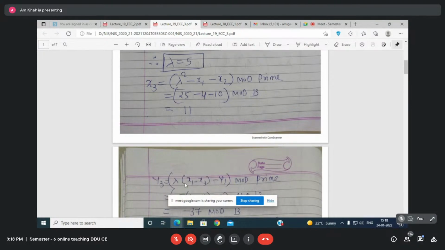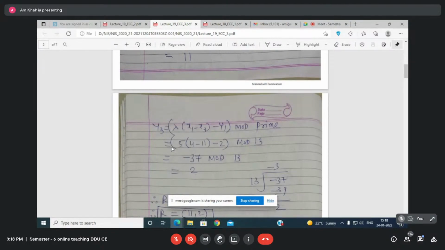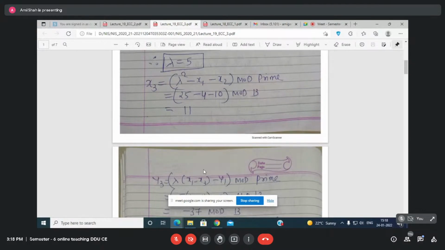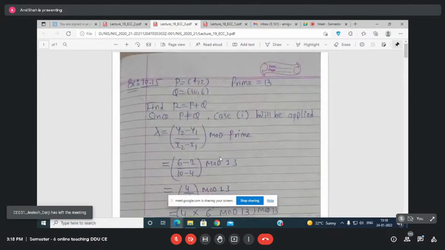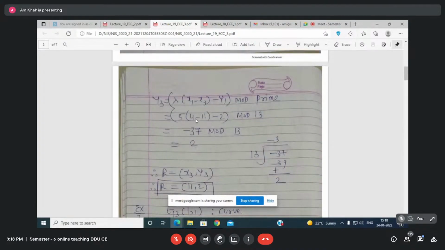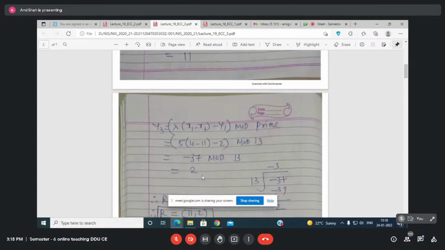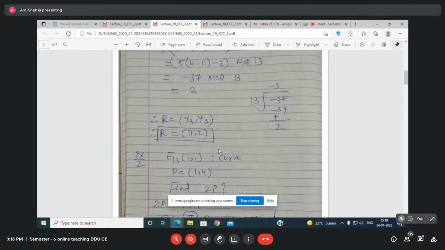And y3 equals this equation that you have to remember: lambda times (x1 minus x3) minus y1 mod prime, right? So lambda is 5, x1 is 4, minus x3, that means 11, minus y1, y1 means 2, you have to take. When I put all these values, x3 is 11 and y3 is 2, so I am getting this answer, right?